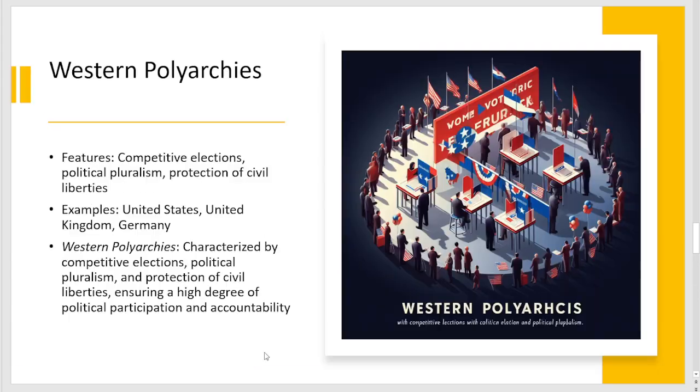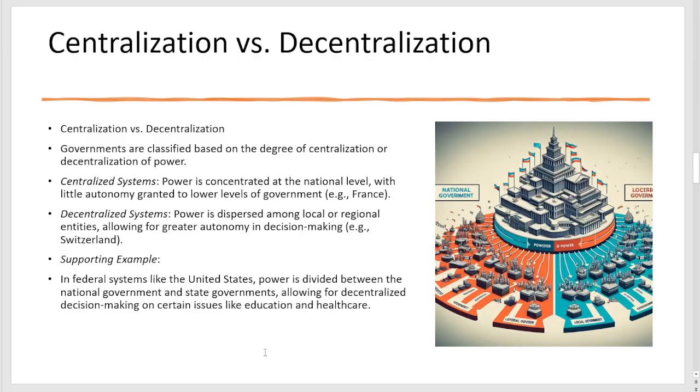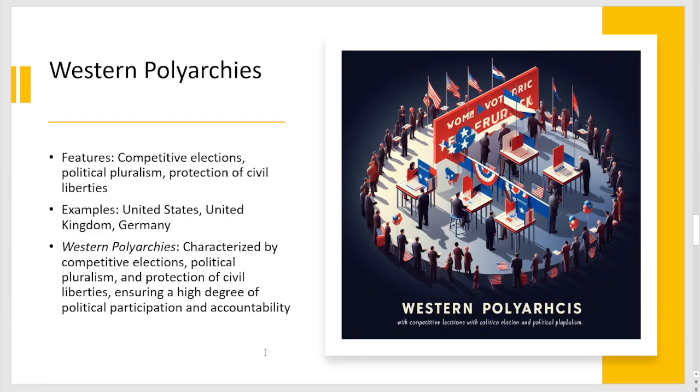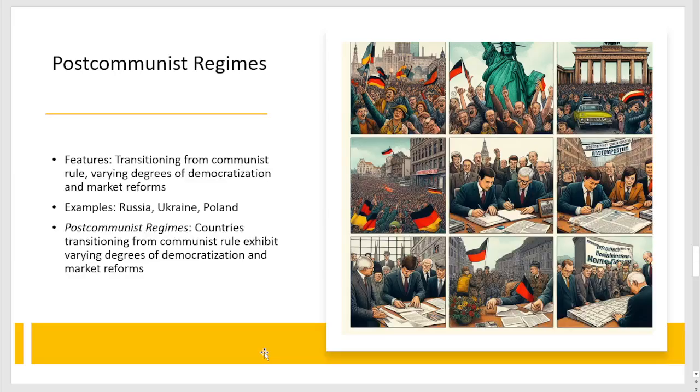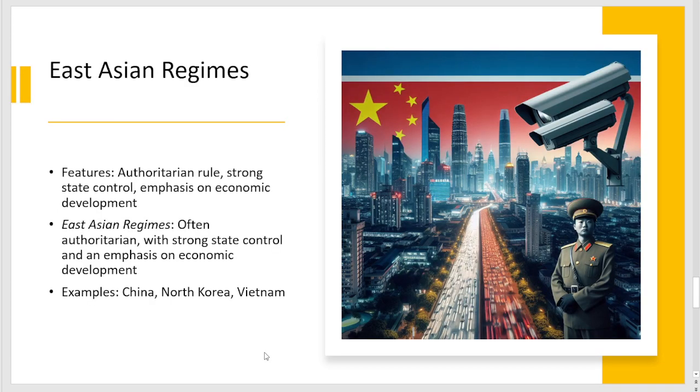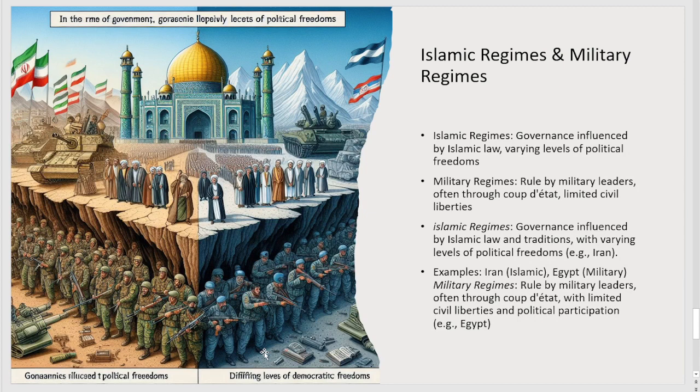In the third category, centralization and decentralization, Western polyarchy would advocate a centralized form of government, whereas it is mixed in post-communist regimes, which are moving toward advocating more decentralization. Not so much in East Asian regimes, because they would advocate more centralization of power to the state, and to a certain degree, Islamic regimes and military regimes are included.